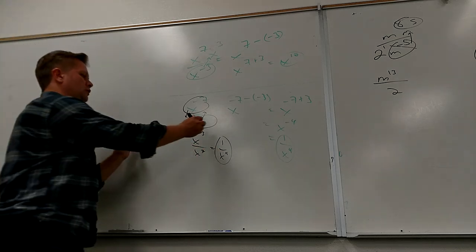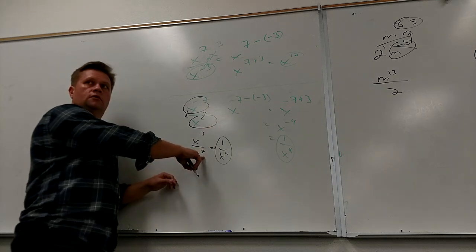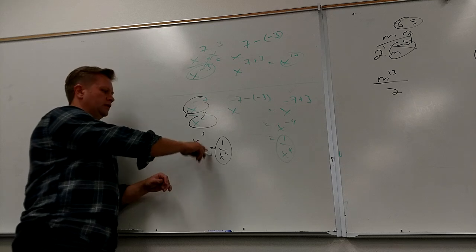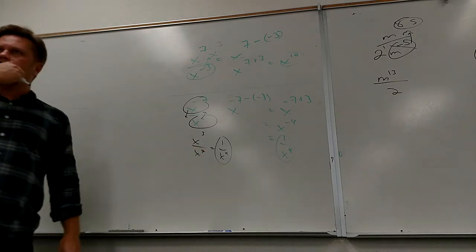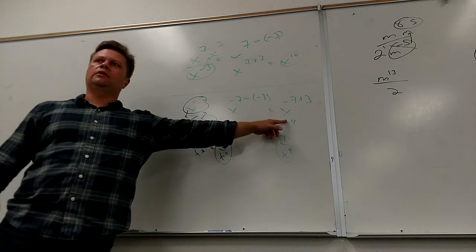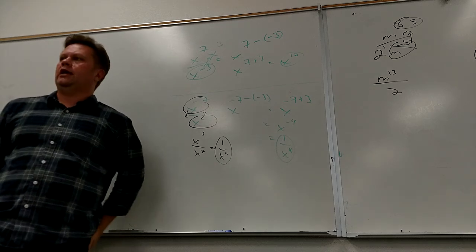All right, well, what do you get when you subtract powers? X to the 4. No. 3 minus 7 is not 4. X to the negative 4, which becomes this. Right? You don't stop at a negative power. That means you have something still to do. You flip it.